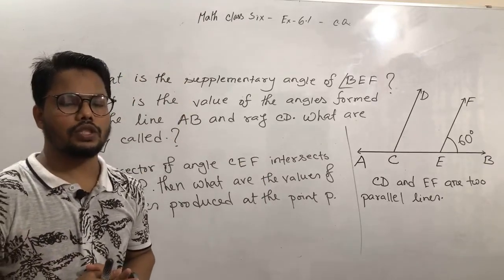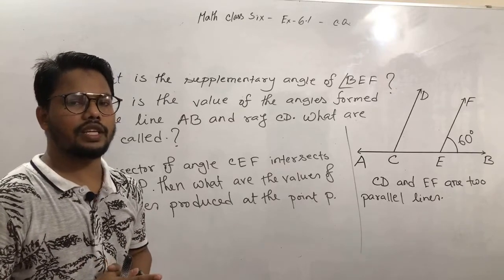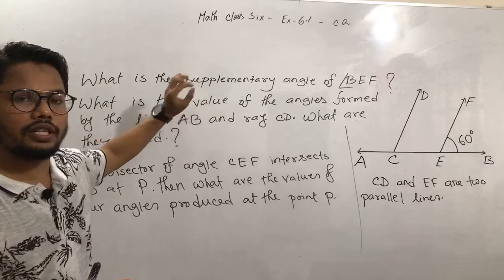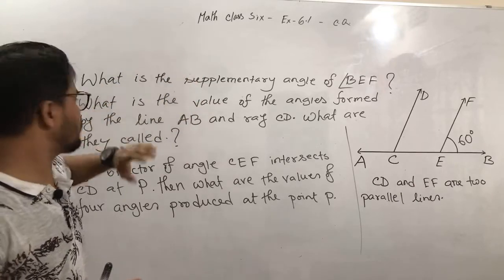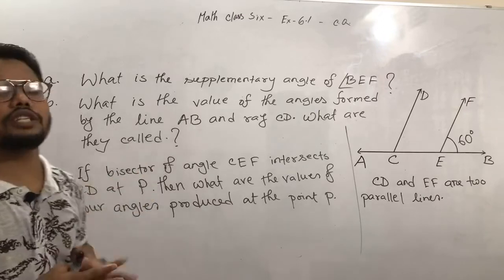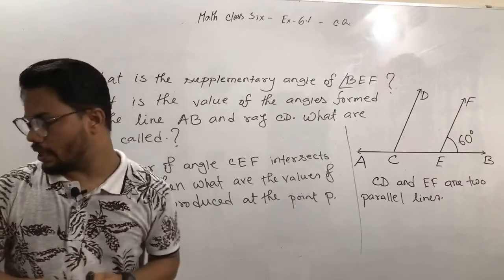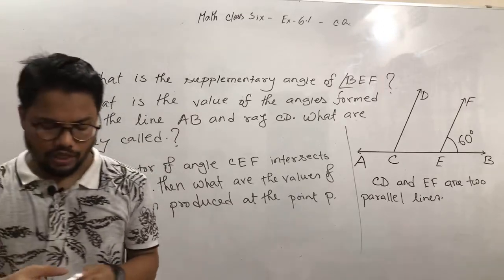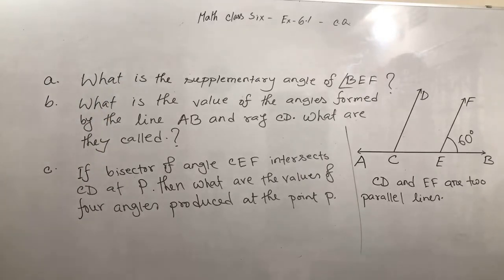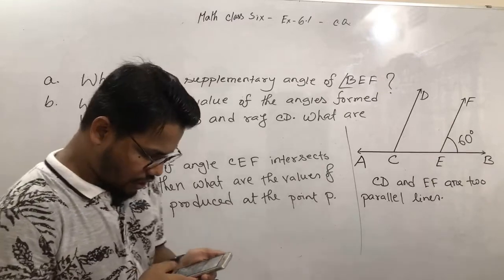So my dear students, you can write your name in the comment section. How many students can do this one, or is it possible for you to complete numbers A, B and C? If possible, you can write the answer to question number A. I will discuss your comments one by one. Already you are writing in the comment section.